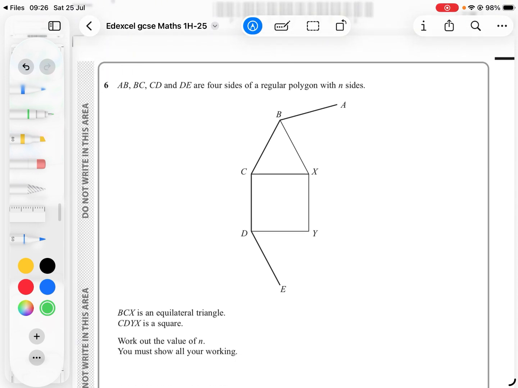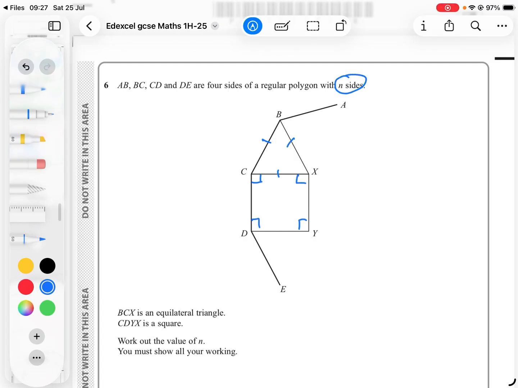AB, BC, CD and DE are 4 sides of a regular polygon with n sides. BCX is an equilateral triangle, so that means 3 sides are equal. CDYX is a square, so that means every angle is 90. Work out the value of n.